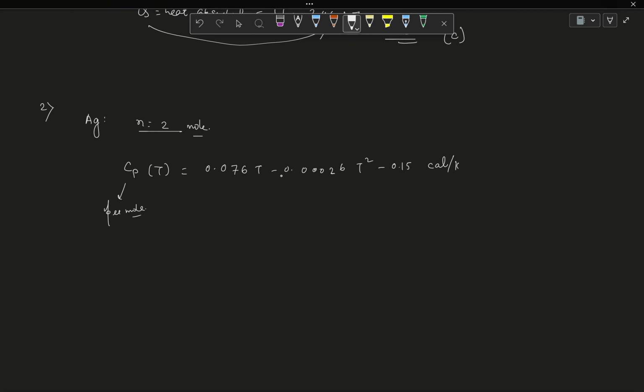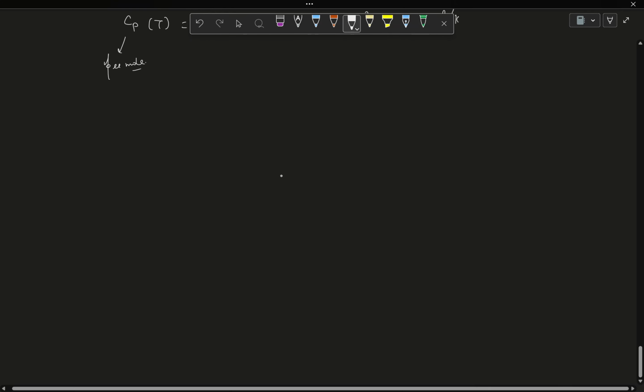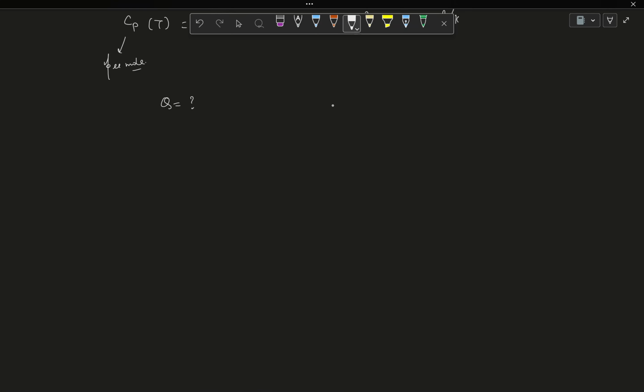Right? So now what is your Cp(T)? You have to calculate Q, right? What is the heat absorbed in this case? Now we can use a straightforward formula, and I'll explain why this formula is being used. First of all, you know that dq will be n times Cp times dT, where Cp is the molar specific heat and n is the number of moles.